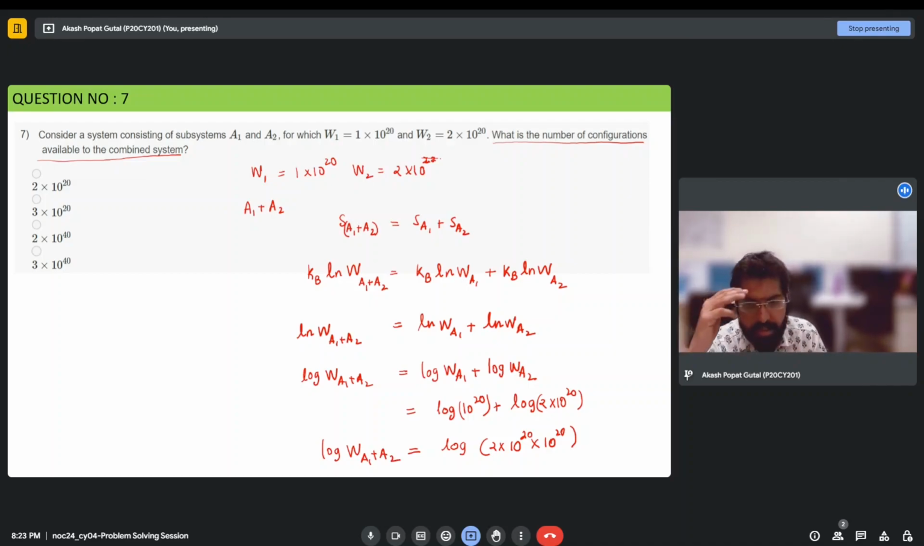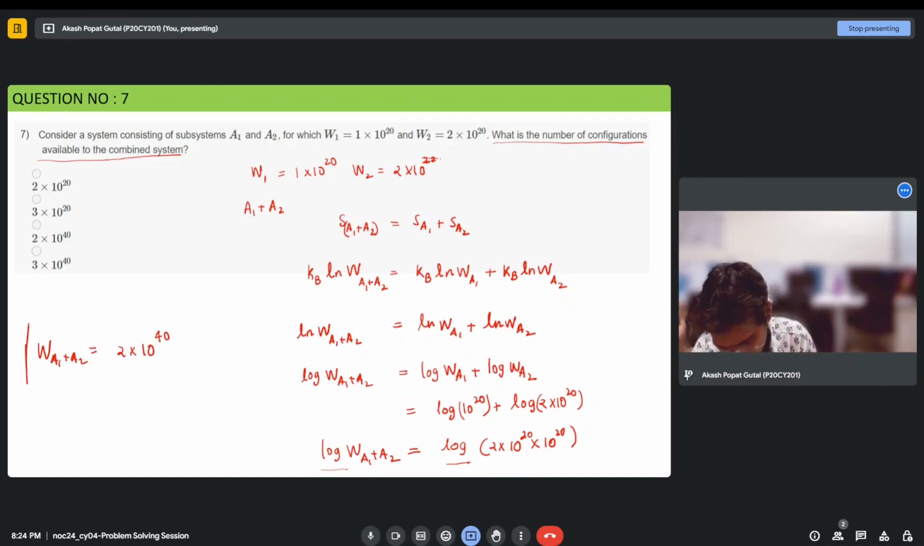And if you take anti-log on both sides, anti-log of log, I will write directly. If you take anti-log, this log will get cancelled. I will get WA1 plus A2 is equal to 2 cross 10 raised to 40. So 20 plus 20 is 40. And this will be the answer. Option number C.